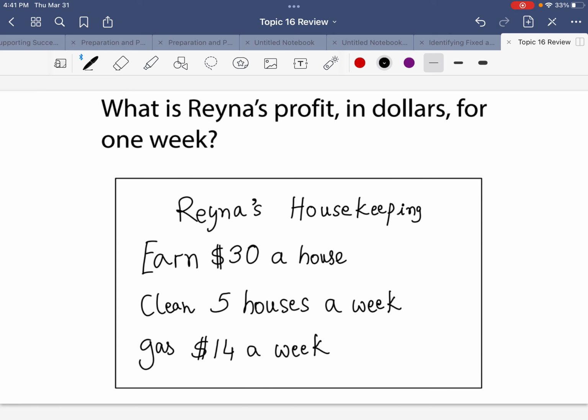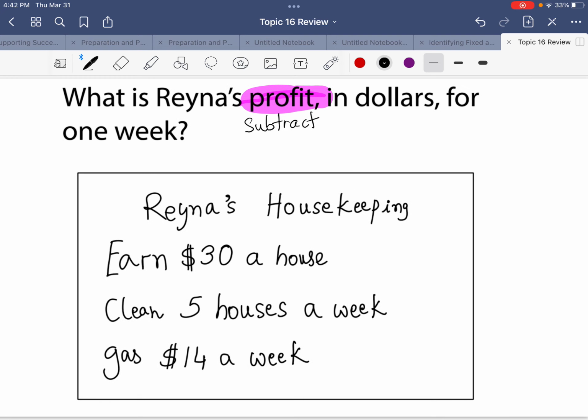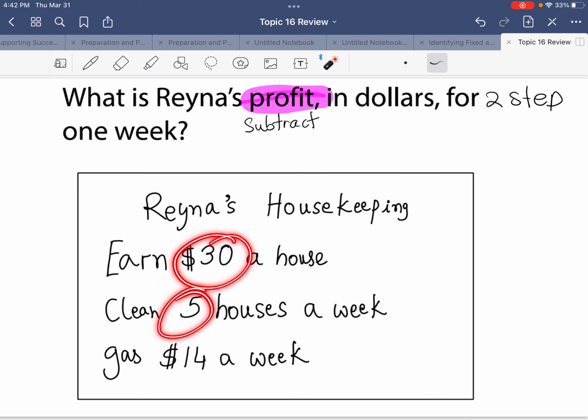Next one says, what is Rayna's profit in dollars for 1 week? Okay, so my key word in this problem is profit. So I said before, when you have questions with profit, one for sure operation you're going to do when you do profit is subtract. Okay. And this will be a 2-step problem. Okay, I know it's two-step because it has more than two numbers.